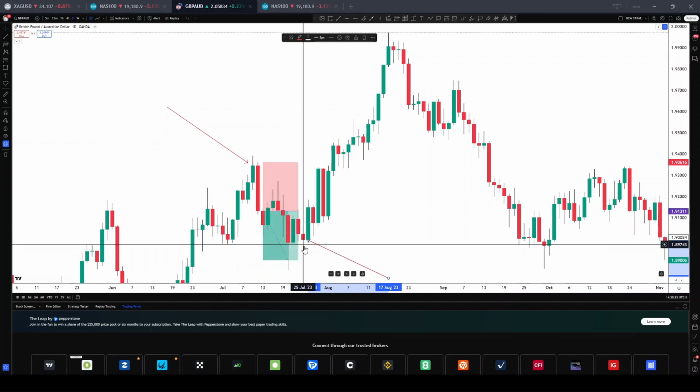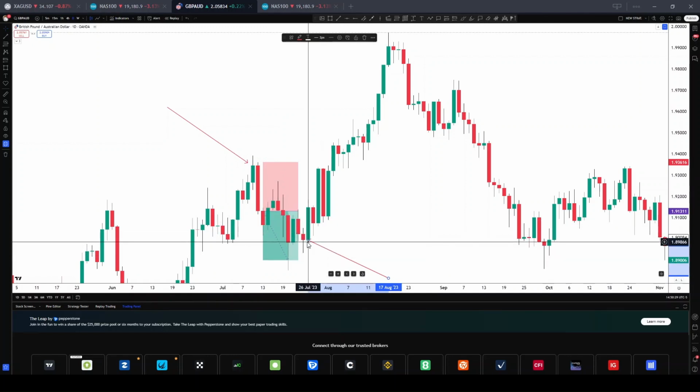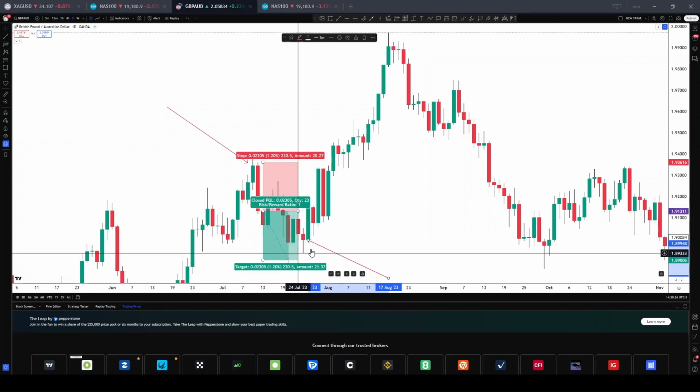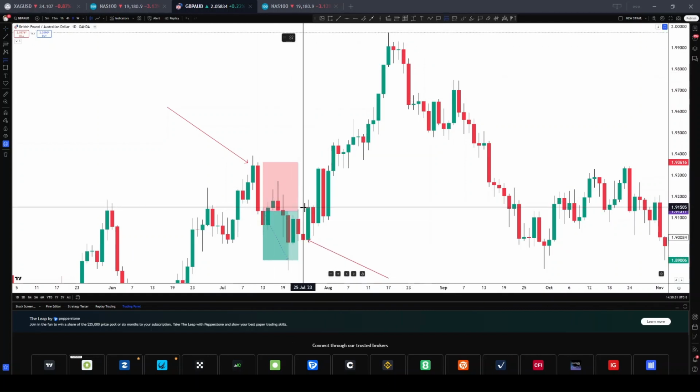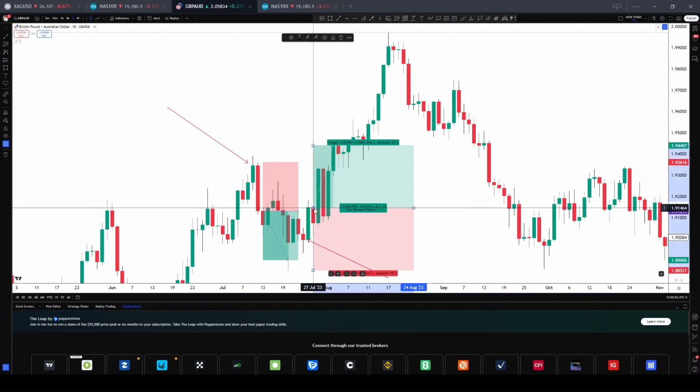However, in this case, as price is going down, we have the buyers who come back into the market and push price up. Good. Now that they have pushed price up, what is this telling us? Price wants to go higher. Now, is this a trading opportunity? Most definitely it is.